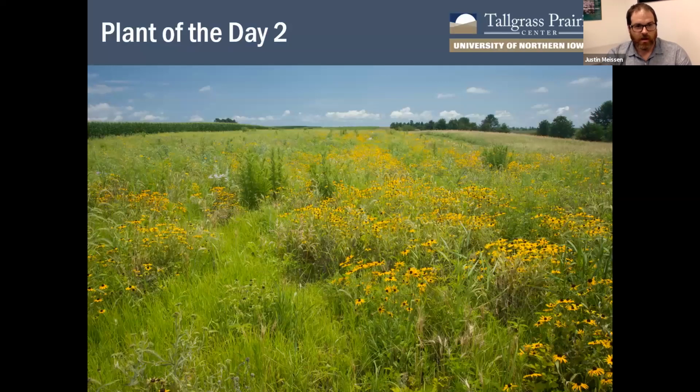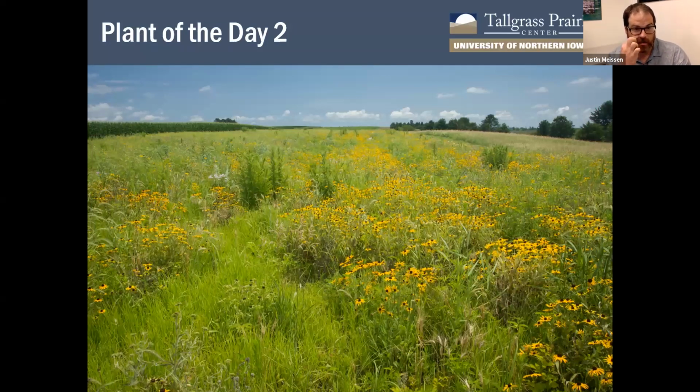Okay, so I want us to keep thinking about one thing that we just covered, which is that the age of a planting is going to give us clues about what plants have established and are blooming. So our second plant of the day is one of the classic examples of this. So let's do another photo field tour. This is another CRP planting in east central Iowa.